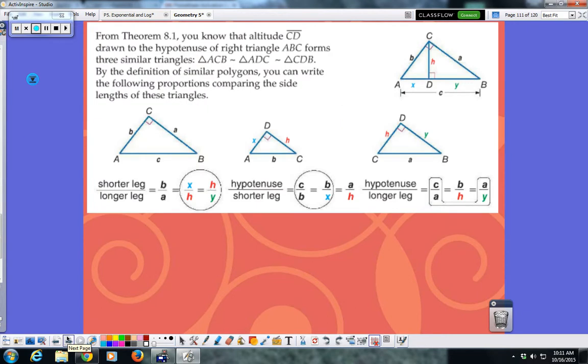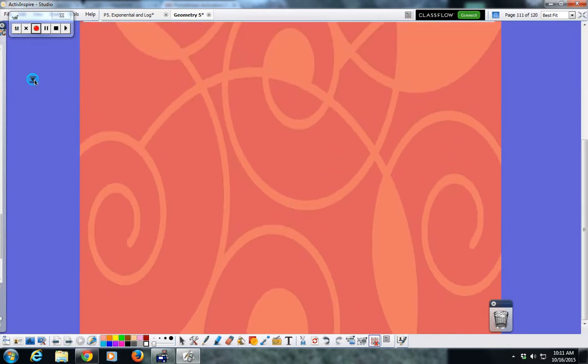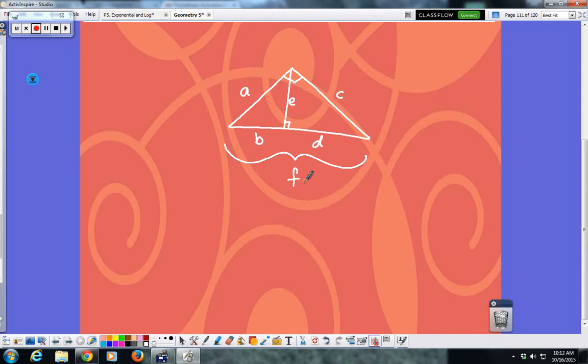Now let's go a step further. Anytime this happens, let me do it like this, because that looked really confusing up there. Let me try to simplify it some. Right triangle, altitude. We're going to call this A, B, C, D. We'll call the height here E and the whole bottom F. And before we go into this, here's your new vocabulary word, the geometric mean.